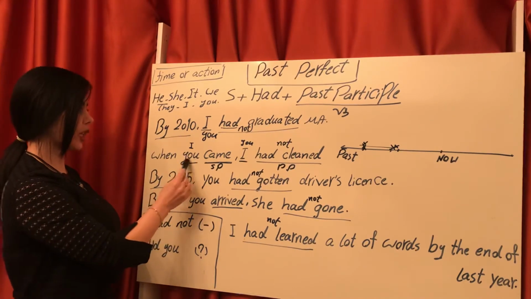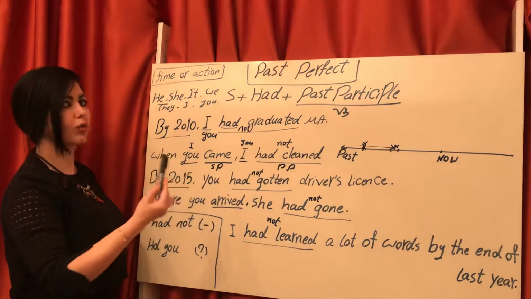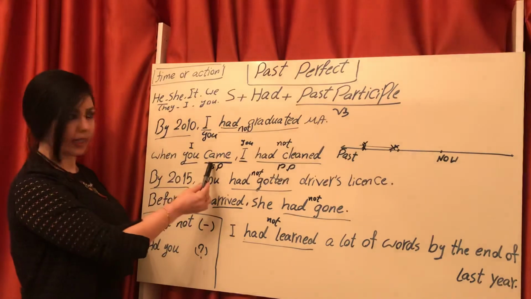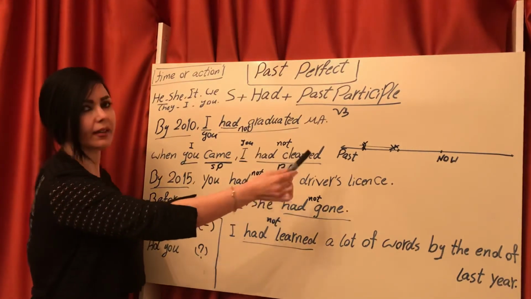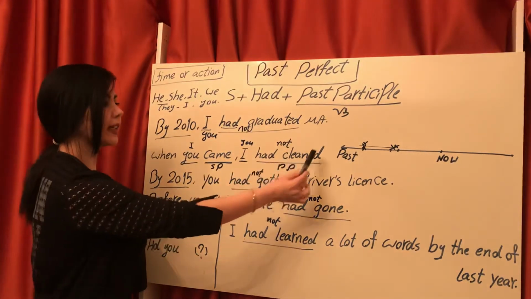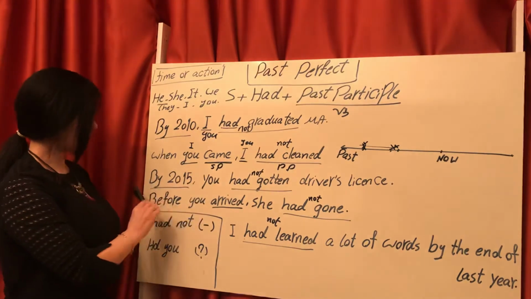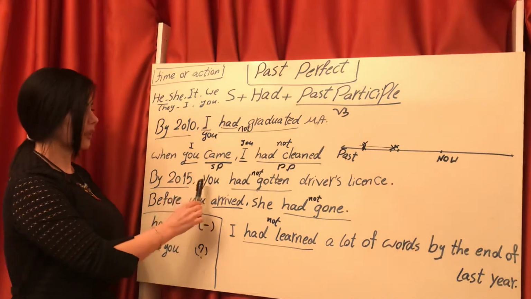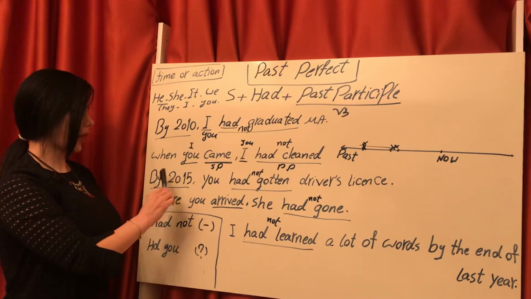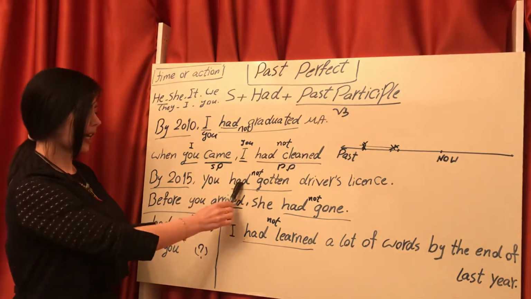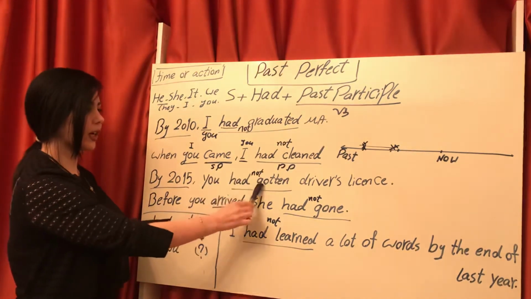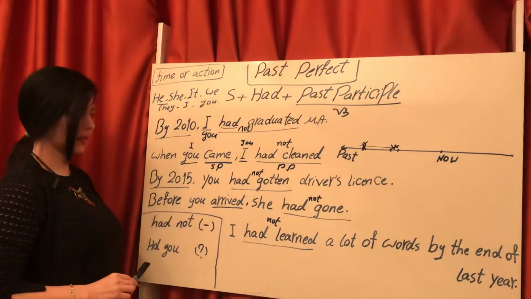Or here, when you came, I had cleaned the home. Here again we change the subject: you changes to I and I changes to you. When I came, had you cleaned the room? Or here, by 2015, you had gotten a driver's license. By 2015, had you gotten a driver's license?